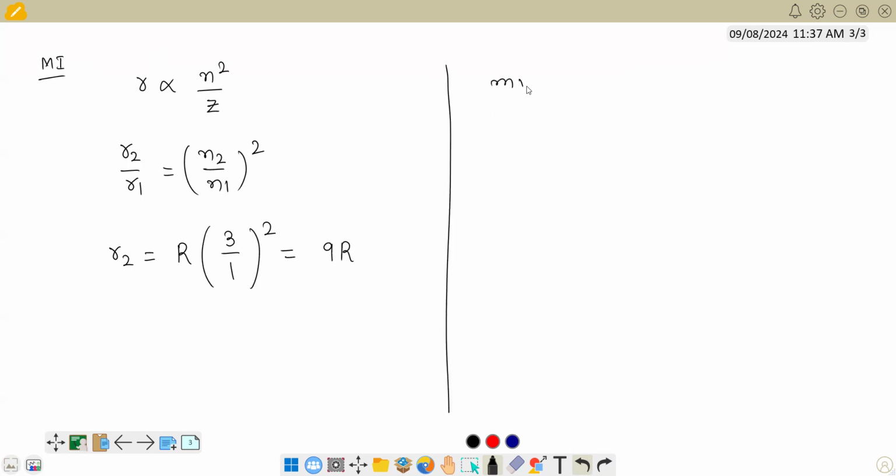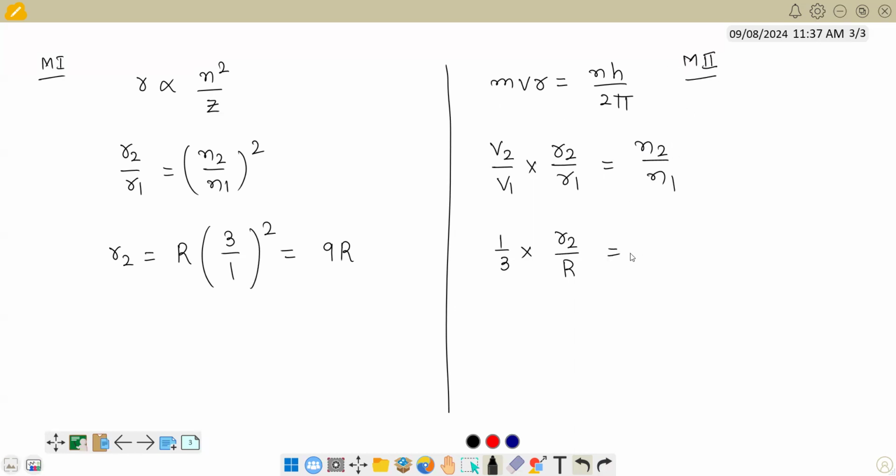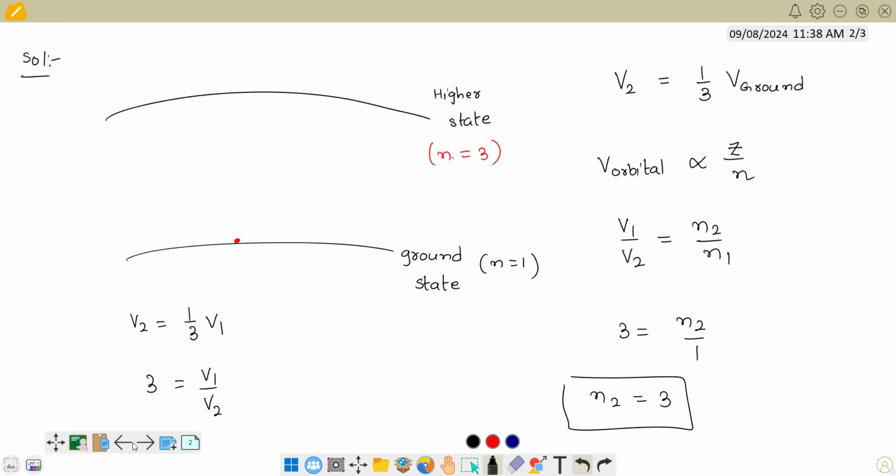Another way to solve it is, we know mvr equals nh by 2 pi. So we can write V2 by V1 into R2 by R1 equals n2 by n1. Why? Because 2 pi, h, m, all these are constants. V2 by V1 we just obtained as 1 by 3, into R2 by R1, where R1 is given as capital R, equals n2 by n1. This is method 2 to solve the same problem. n2 by n1 we obtained as 3. So R2 would be equal to 9R. So the answer for this given question is option D.